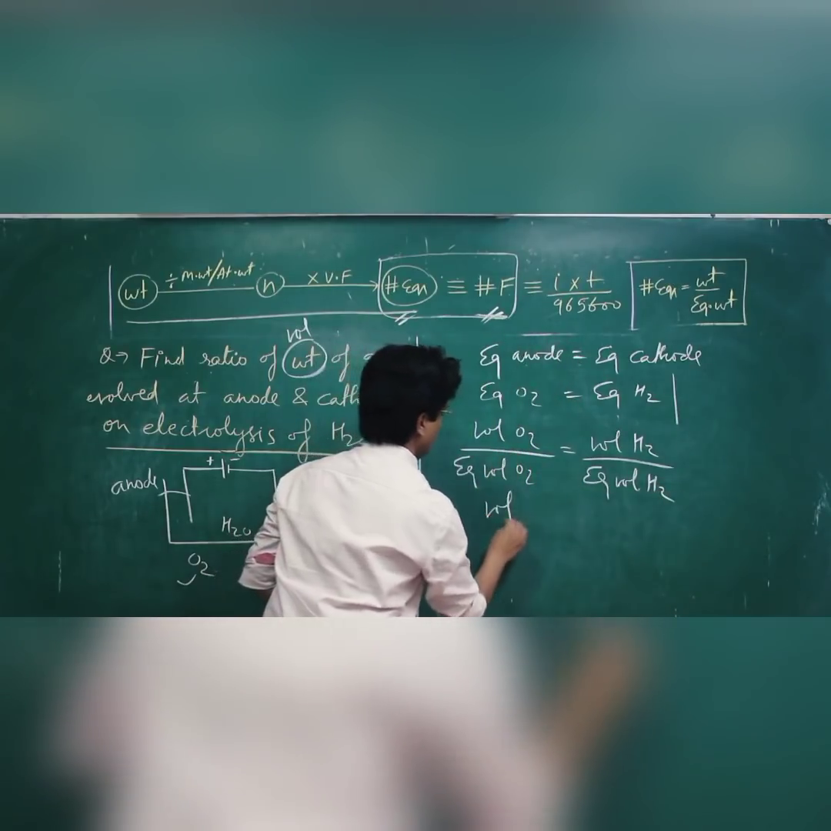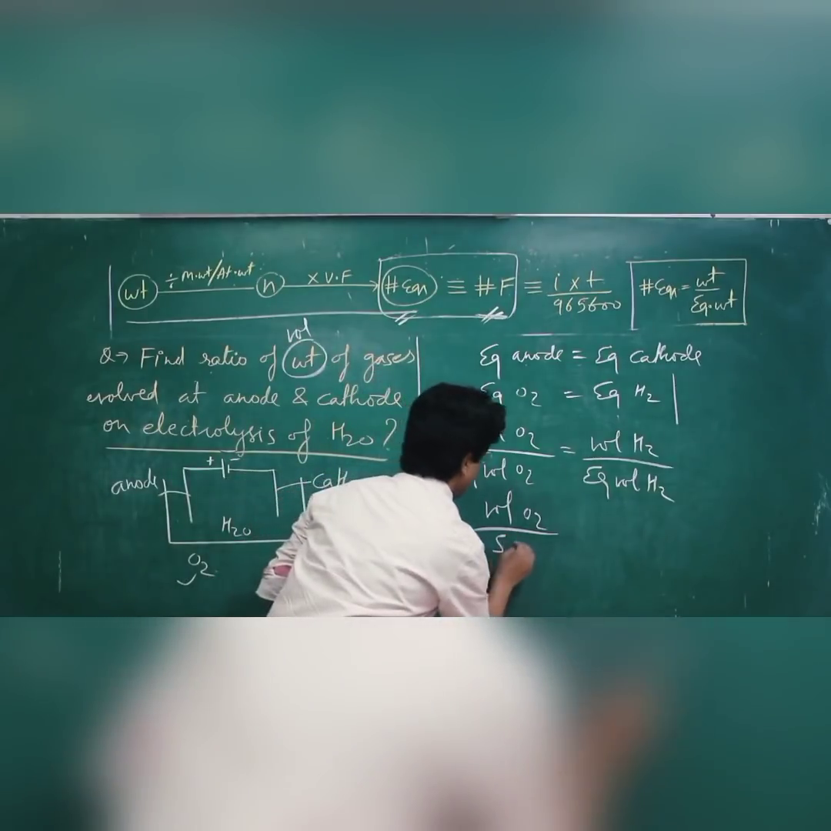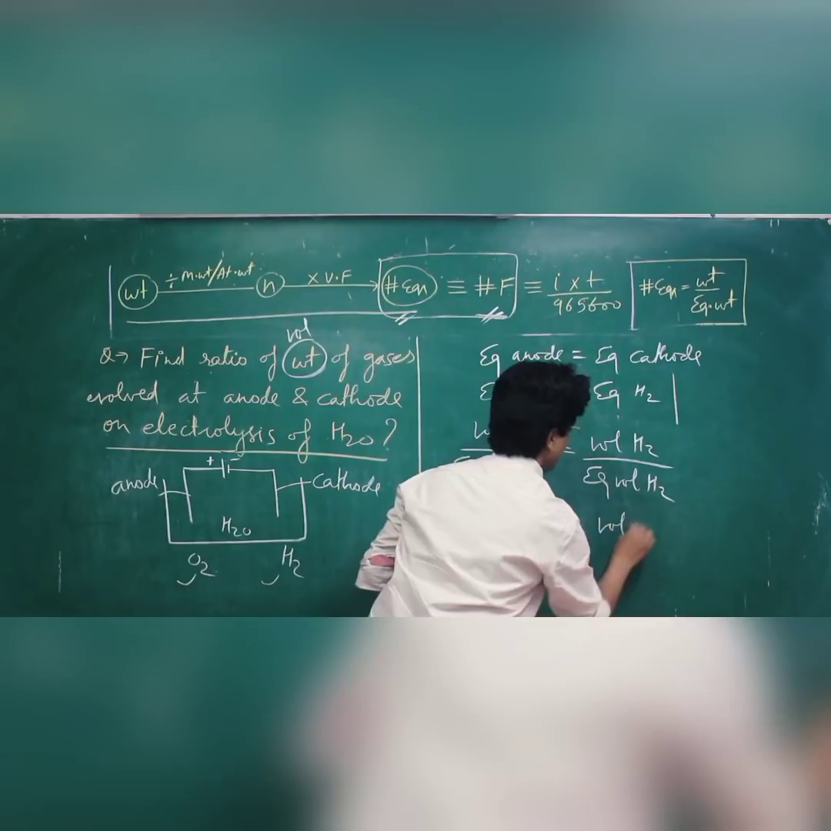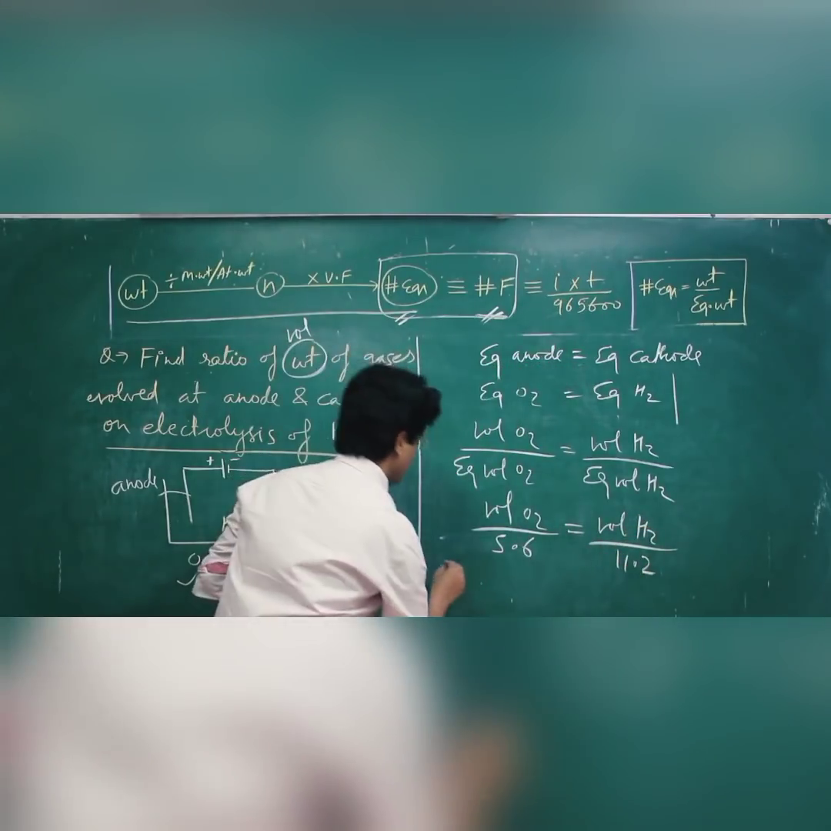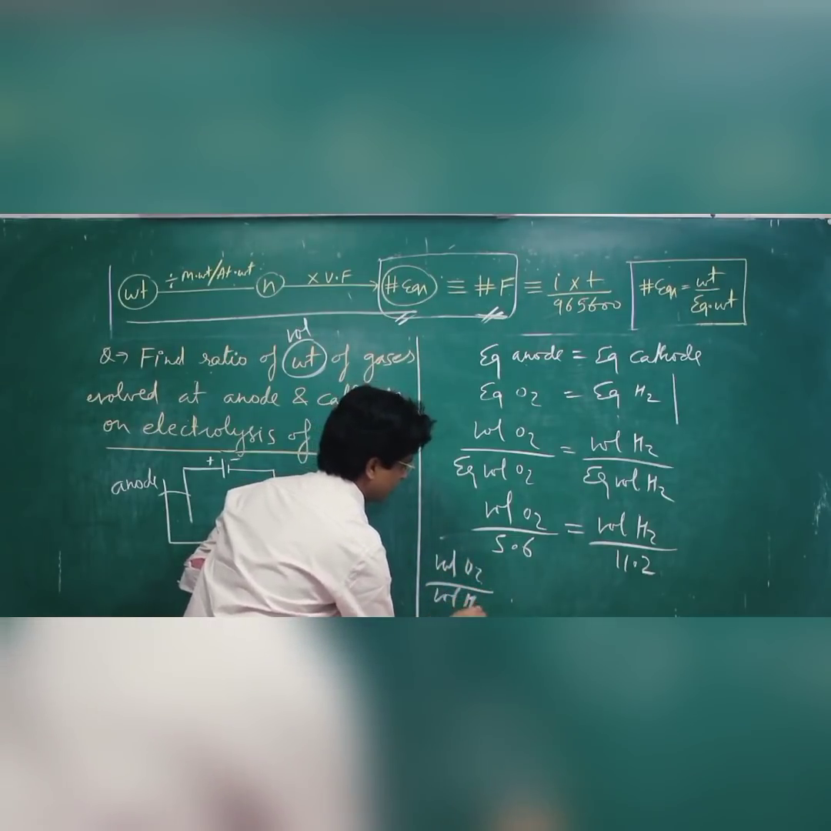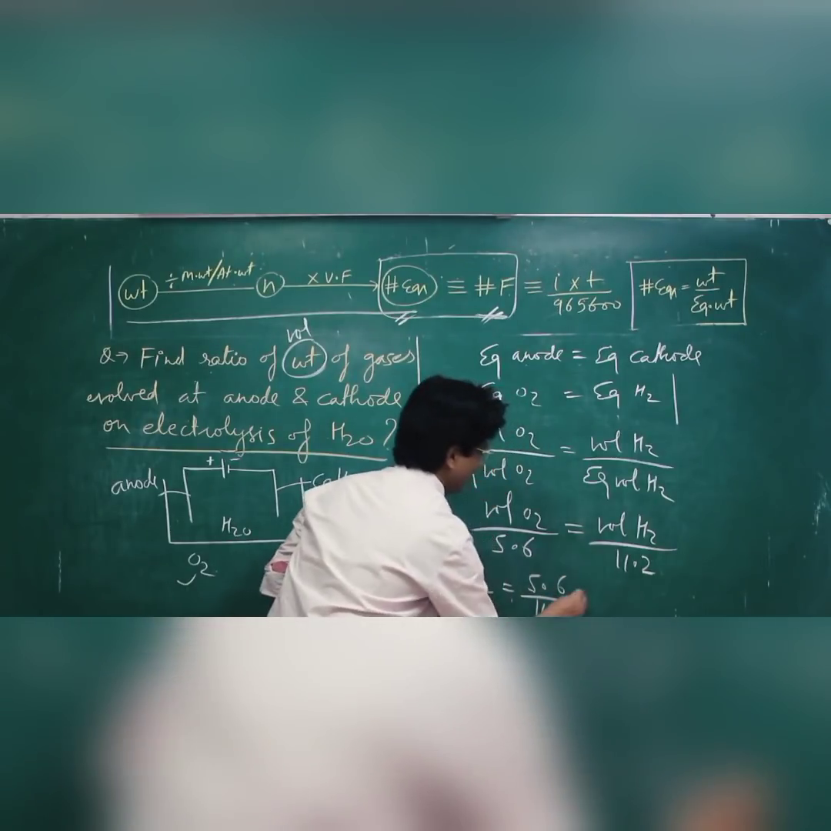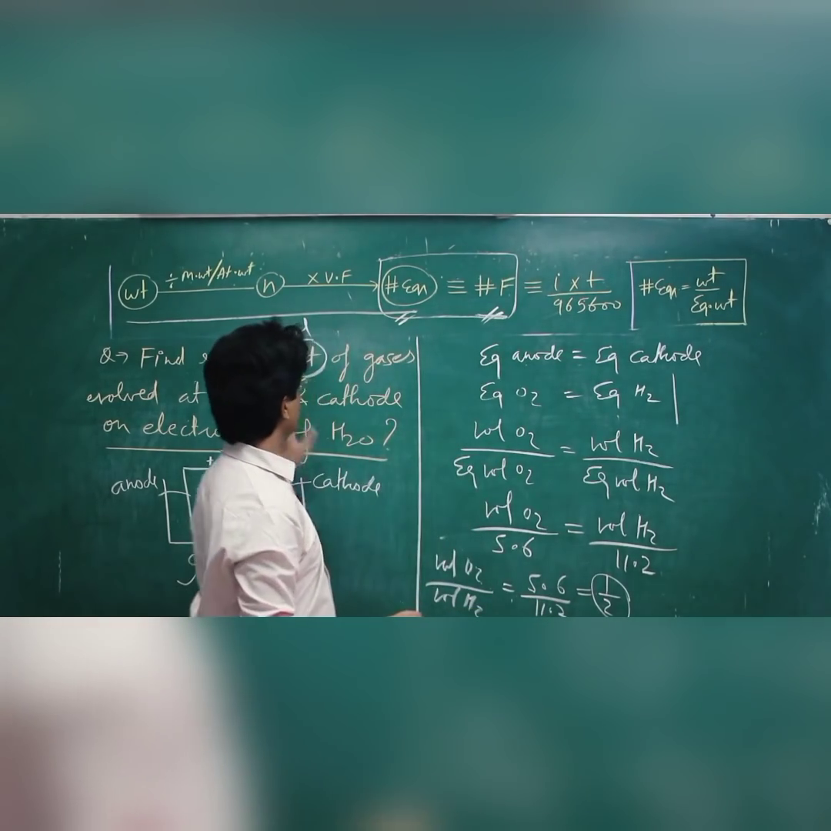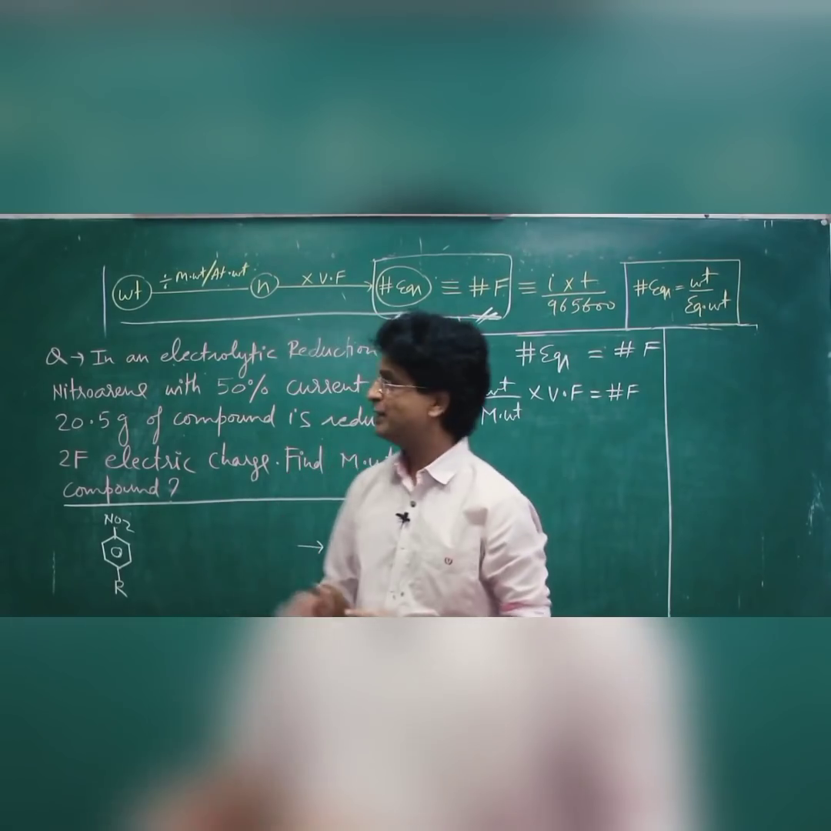So volume of O2 upon equivalent volume of O2 is how much? 5.6 liters. I have told you that trick. Should be equal to volume of hydrogen upon 11.2. So the ratio volume of O2 upon volume of hydrogen will be 5.6 upon 11.2, and that will be equal to 1/2. So whether they ask you weight or volume ratio, we can do that with ease now. Okay. So let's see this question.